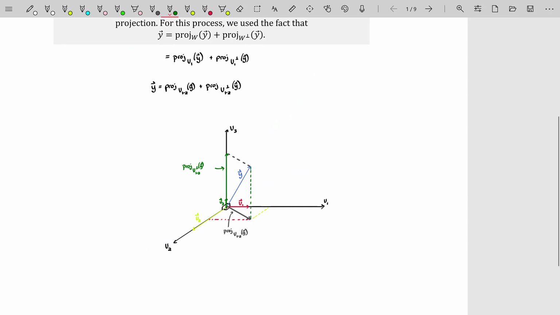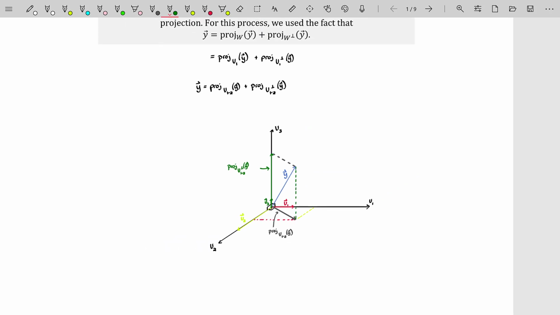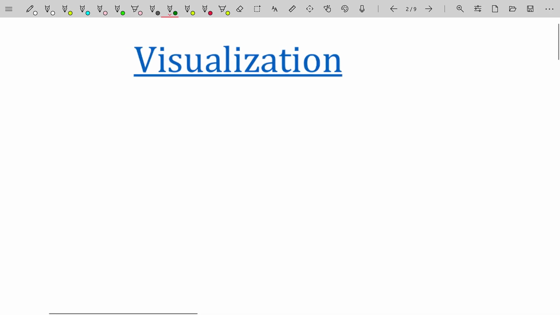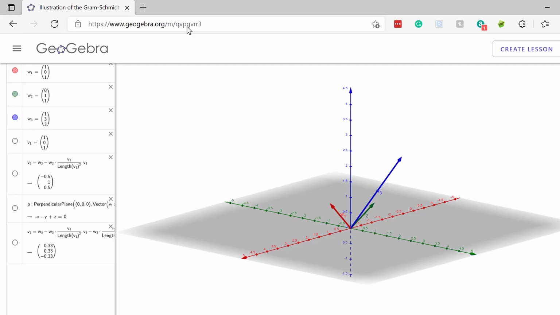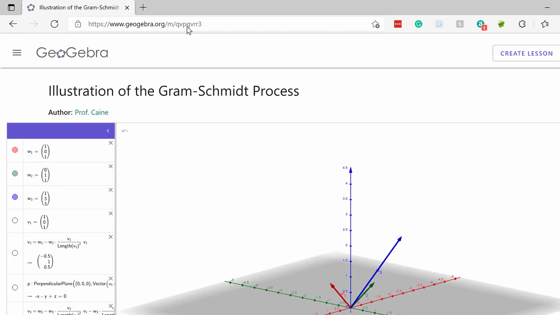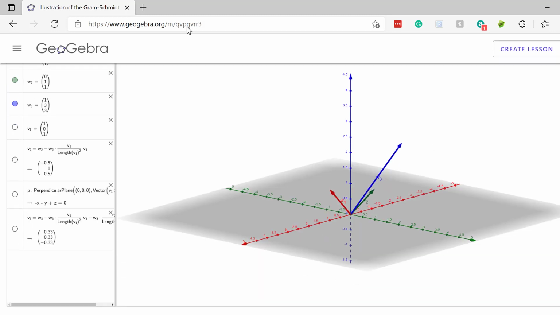And that's the idea here, that all vectors can be rewritten this way. And I want to show you a visualization of this right now. It's somebody else's visualization, but I think it's really cool. As you can see right here, this is a demonstration of what's called the Gram-Schmidt process. So we're going to illustrate the concept of the Gram-Schmidt process.